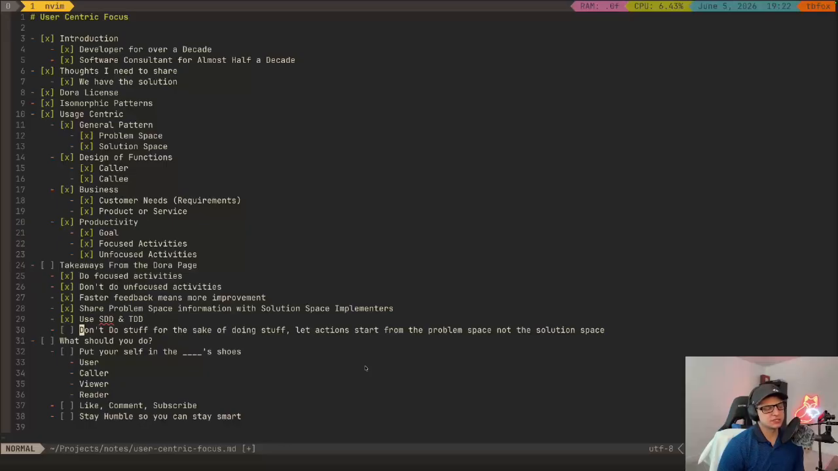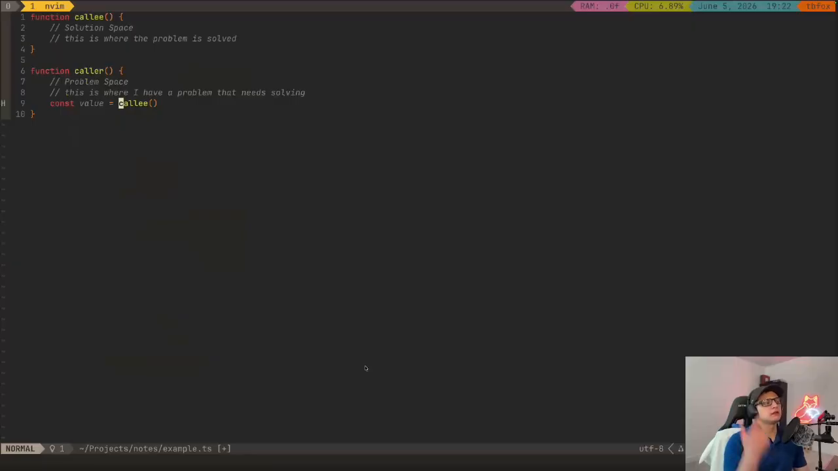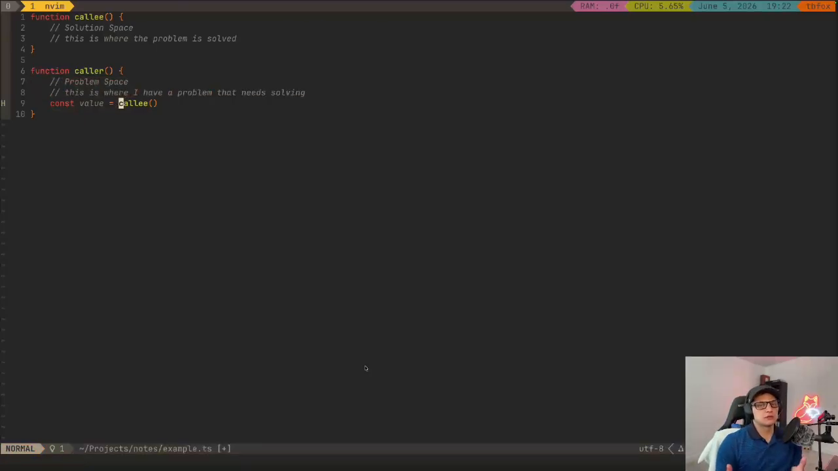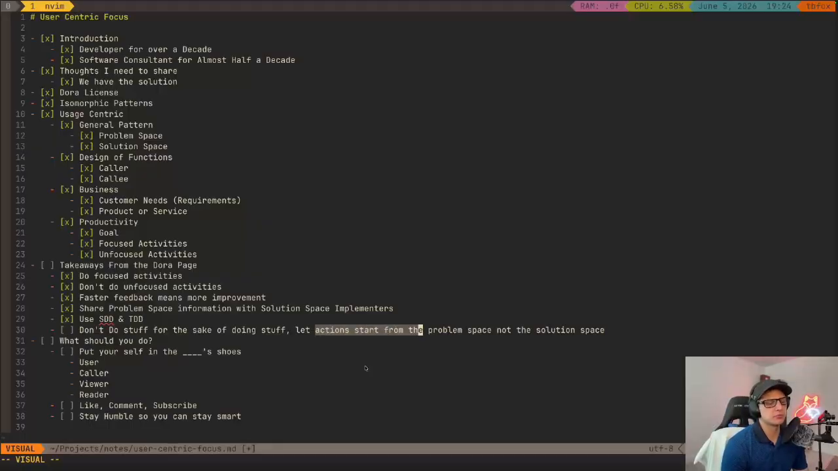Don't do stuff for the sake of doing stuff. Let actions start from the problem space, not the solution space. Let what you're doing in your head or what your actions are start from the problem that you're having inside of the caller space or inside of the problem space, and let the solution form. Don't try to create a solution and then slap it into that caller. If we're thinking about the solution space when we start doing stuff like writing code or trying to implement something, and we're not thinking about the value to the customer and we're not thinking about the value to the caller, start actions from the problem space.